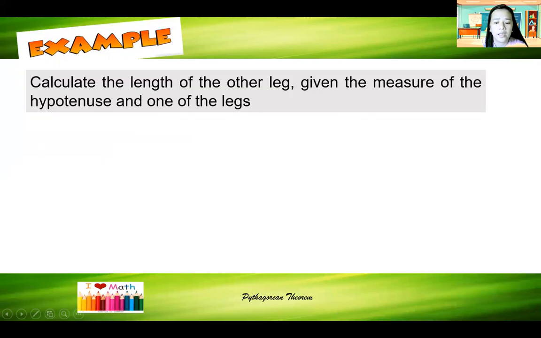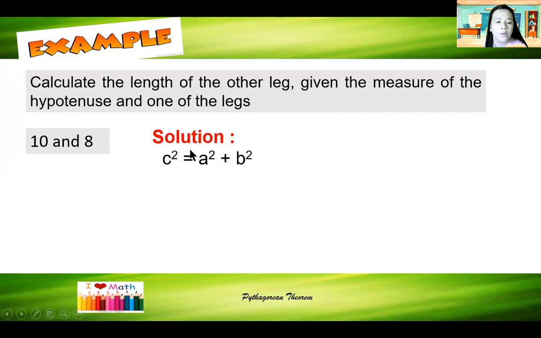Another example, let us calculate the length of the other side or other leg given the measure of the hypotenuse and one leg. So again, given ang hypotenuse natin at yung one leg. In this case, you have 10 and 8. Of course, 10 is our hypotenuse and the other leg has a measure of 8. You have still the formula. You have c squared is equal to a squared plus b squared. So you can use c squared minus a squared is equal to b squared.